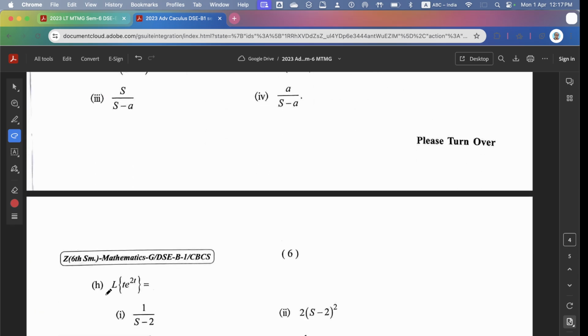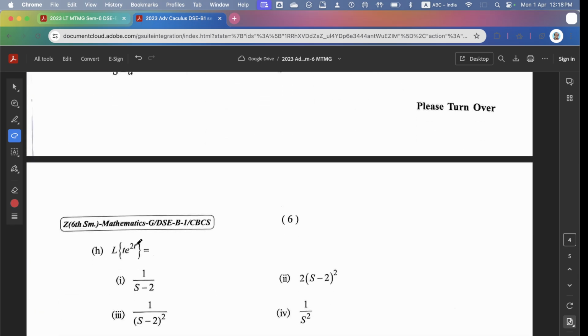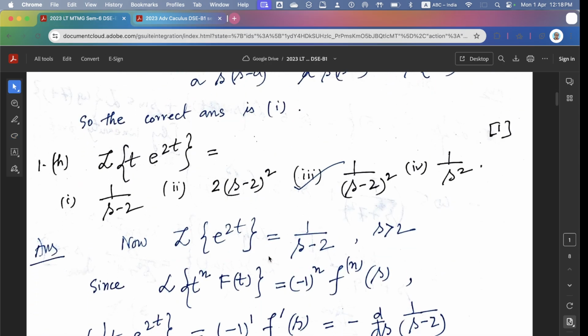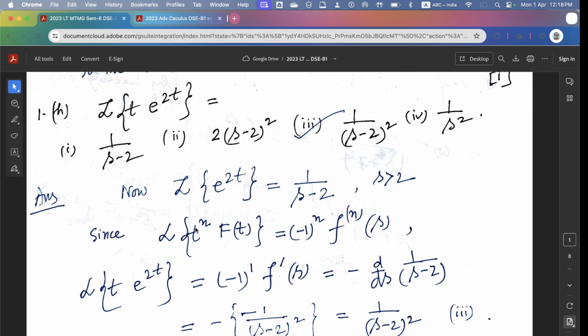Question 1h. Laplace transform of t into e to the power 2t. Correct option is 3. Laplace transform of e to the power 2t equals 1 by s minus 2, s greater than 2. And since Laplace transform of t to the power n f(t) equals minus 1 to the power n, nth derivative of small f(s). Here the power of t is 1, so minus d/ds of 1 by s minus 2, that is equal to 1 by s minus 2 whole square. So the correct option is 3.